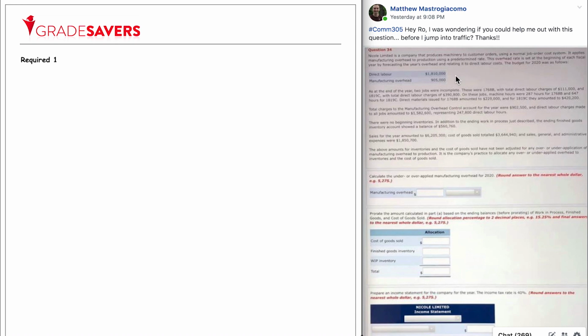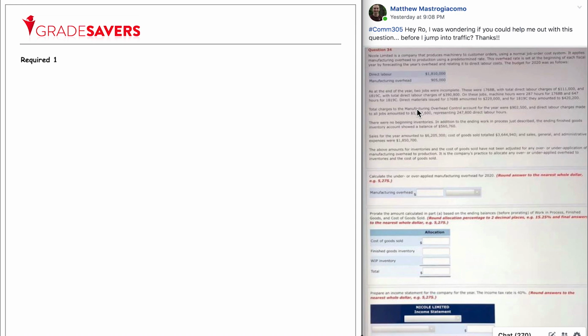Direct labor, $1,810,000. Manufacturing overhead costs are budgeted at $905,000. At the end of the year, 2 jobs were incomplete. These were jobs 1768B with total direct labor charges of $111,000 and 1819C with total direct labor charges of $390,800. On these jobs, machine hours were 287 hours for the first job and 647 hours for the second job.